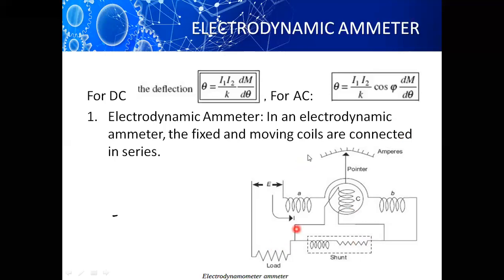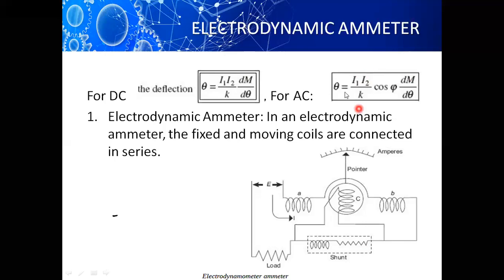How? Let us see. We had our equation like this: theta is equal to I1 I2 by K dM by d theta. Let us go for DC first. Say this is a DC. In our formula, I1 was current through fixed coil, I2 was current through moving coil. For AC, I1 was current through fixed coil, I2 was current through moving coil. Phi is phase angle difference between current through fixed coil and moving coil. M is mutual inductance between the fixed coil and moving coil. So this was our expression.